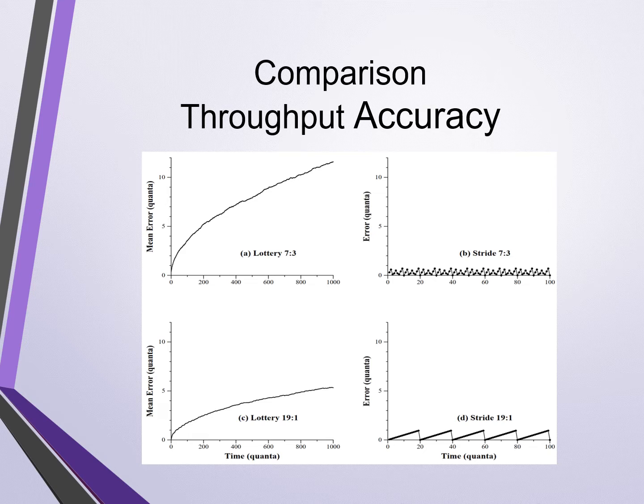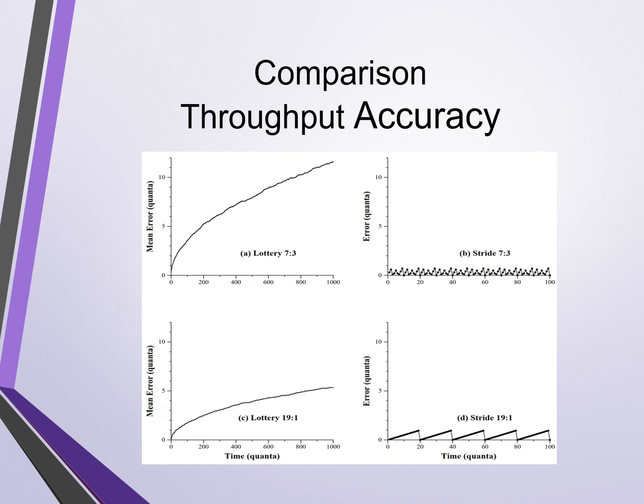This is a comparison of lottery versus stride scheduling throughput accuracy. The top charts display 2 clients with 7 to 3 ticket ratio, and the bottom chart shows a 19 to 1 ticket ratio over 1,000 allocations. Only the first 100 quanta are shown for the stride scheduler, since its quantization error is deterministic and periodic.